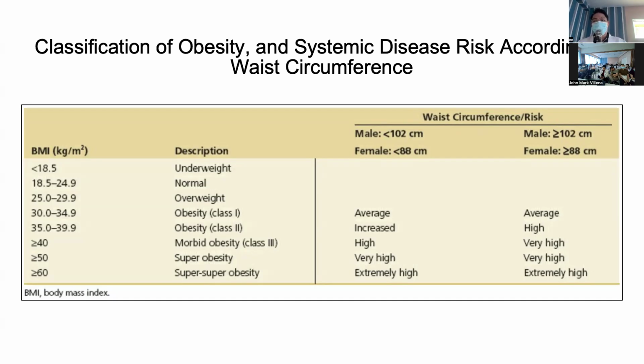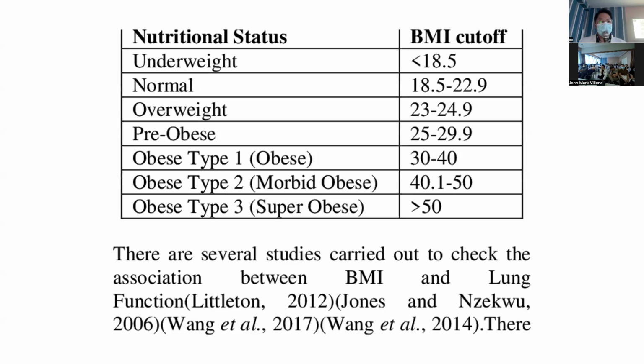It can be further classified according to systemic disease risk. Waist circumference correlates with abdominal fat and is an independent risk predictor of disease. Okay, this is if the patient is lean.